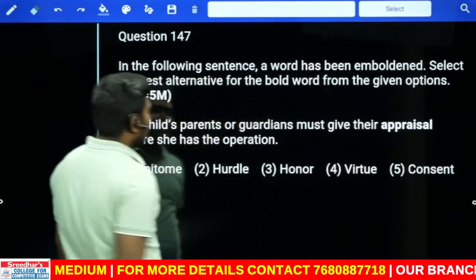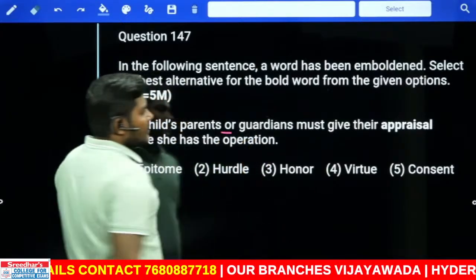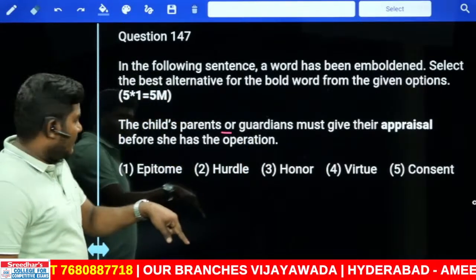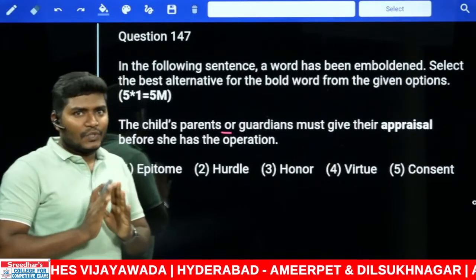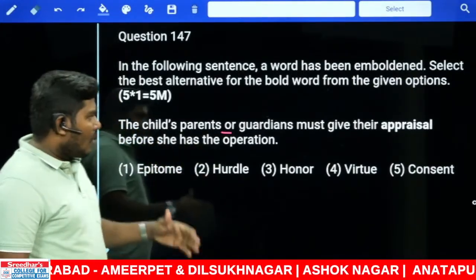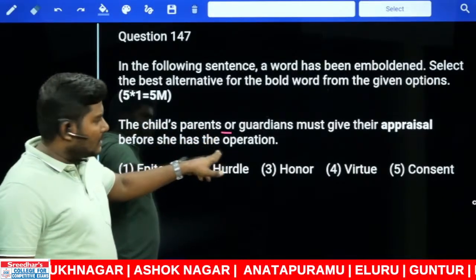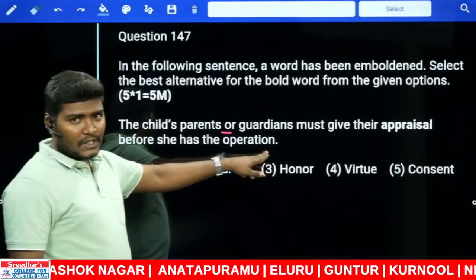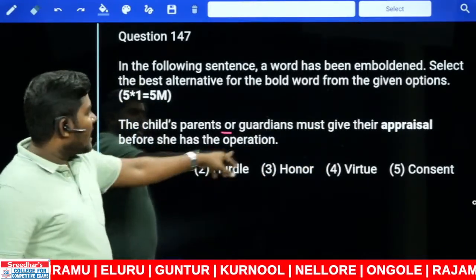Okay. Look at this. The child's parents or guardians must give their appraisal before she has the operation. Now let us understand this situation very carefully. Now you are the parents, you have a kid, or your kid has some guardians. You, that means parents, are the guardians of your child. They must give their appraisal before she has the operation.